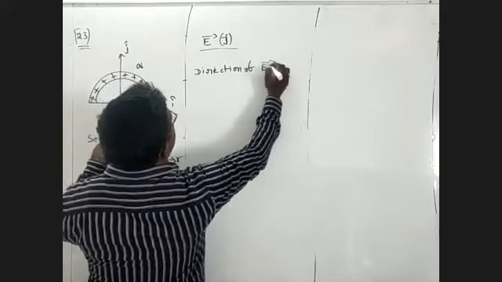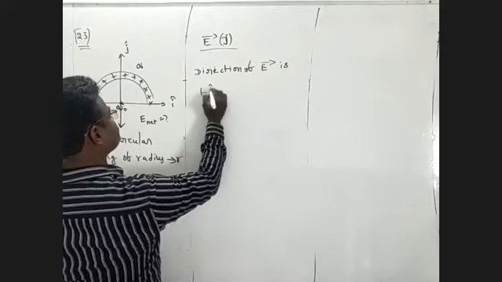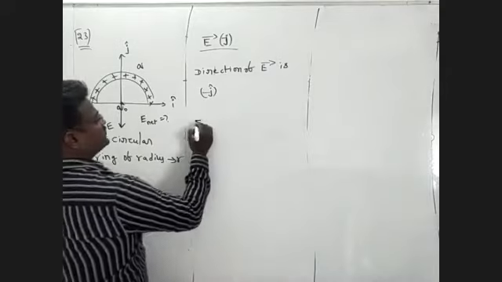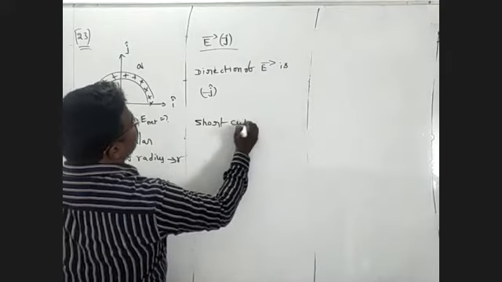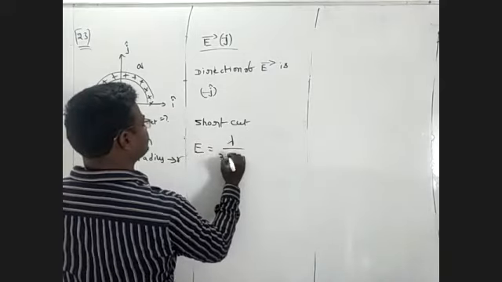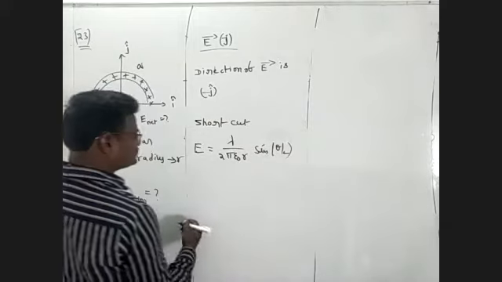The direction of E bar is minus j cap. I already explained the shortcut. Shortcut: E is equal to lambda by 2 pi epsilon naught times sin theta by 2.